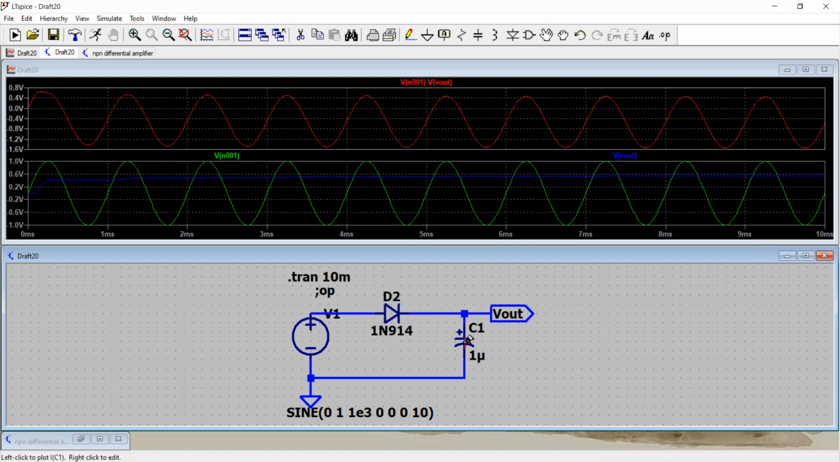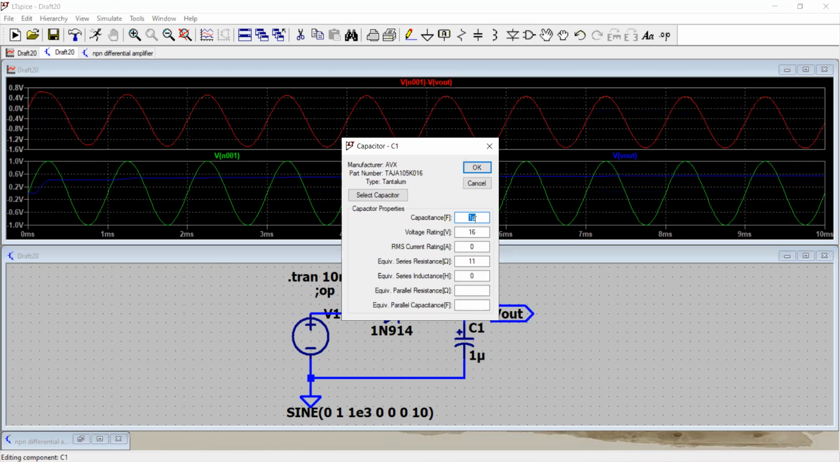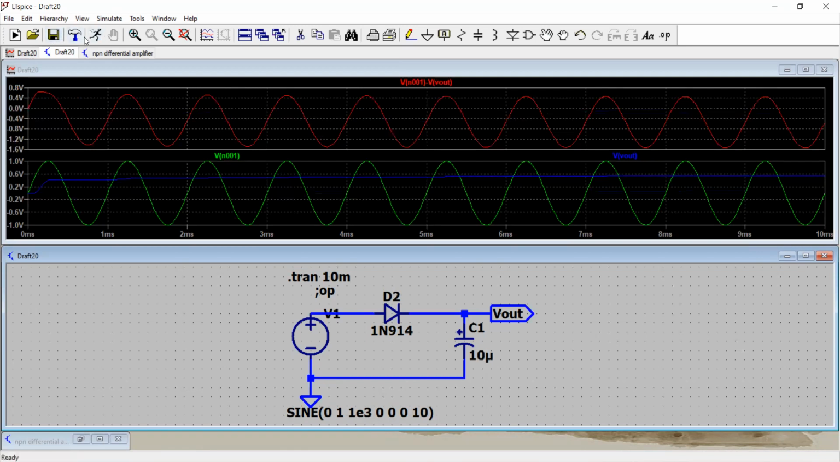What if we change the value of this capacitor to 10 microfarad? It has a larger capacity, and we just click OK, and you see we have a better, more constant output. In the first positive half cycle, the voltage across the capacitor tries to reach the peak value, and thereafter it's nearly constant. So that's how it works.